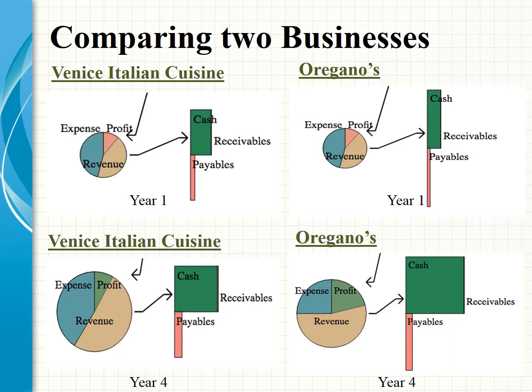Does the Venice Italian Cuisine restaurant have more liquidity than the Oregano's restaurant in year 1? Of course. How did you figure this out? The green box that represents the total cash from the Venice Italian Cuisine restaurant looks bigger than the green box in the Oregano's restaurant. Does the Venice Italian Cuisine restaurant have more liquidity than the Oregano's restaurant in year 4? Of course not. The green box representing the total cash from the Oregano's restaurant looks bigger than the green box of the Venice Italian Cuisine restaurant.